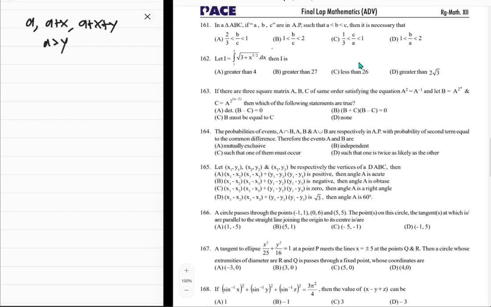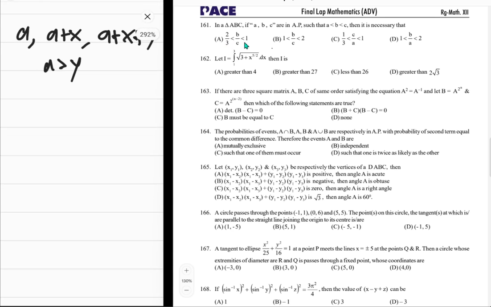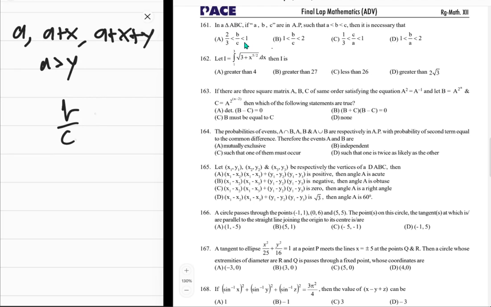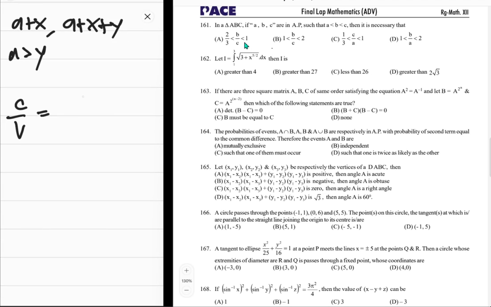All right, what have we been told? We are told B upon C, which is A plus X upon A plus X plus Y, is between 2/3 and 1. Okay, so B upon C. Let's first talk about C upon B. So C upon B is 1 plus Y upon A plus X, right?